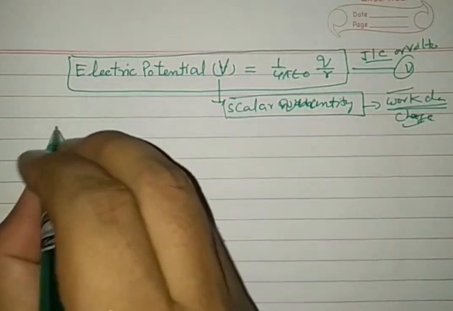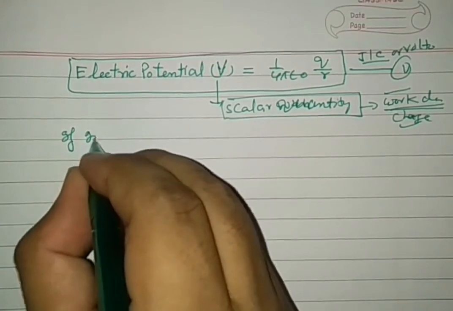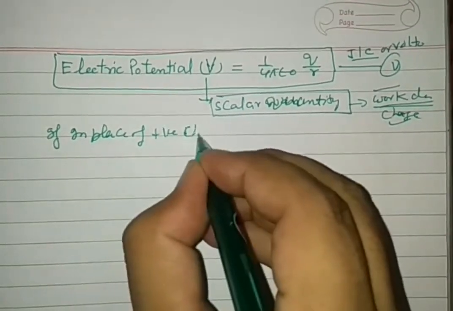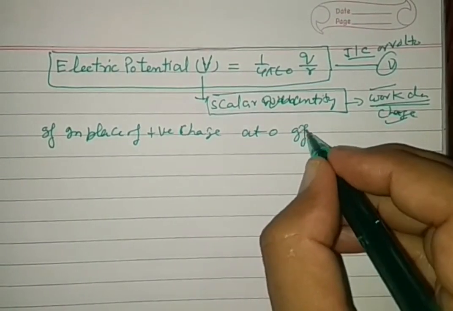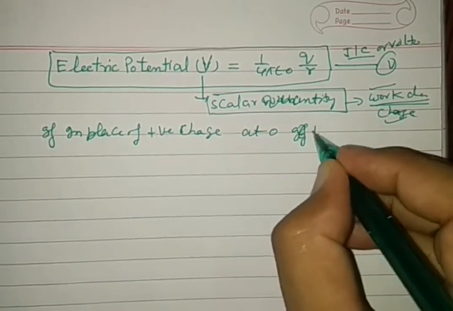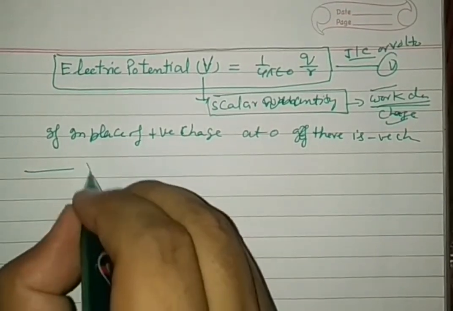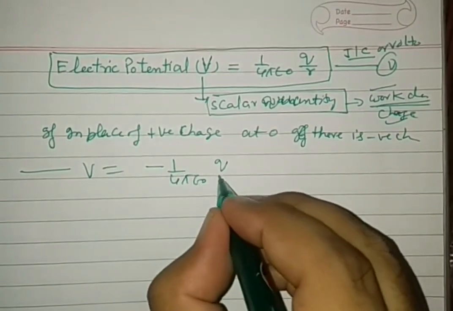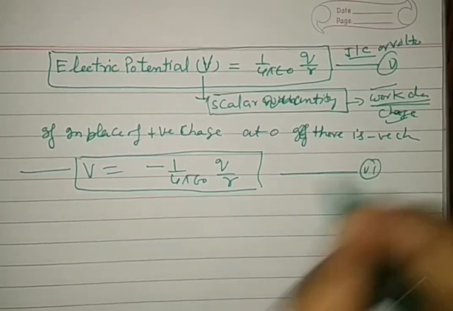If in place of a positive charge there is a negative charge, then the electric potential V is given by the formula minus 1/4 pi epsilon 0 Q by R. This is equation 6.